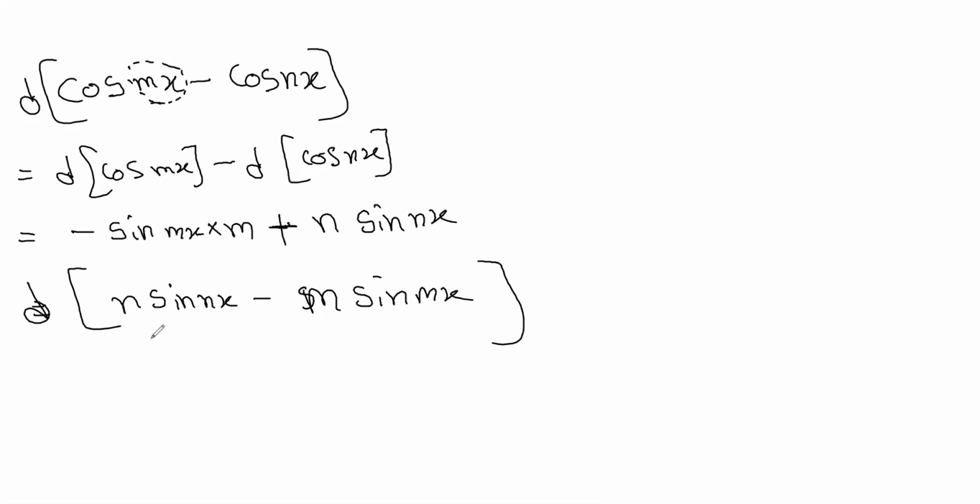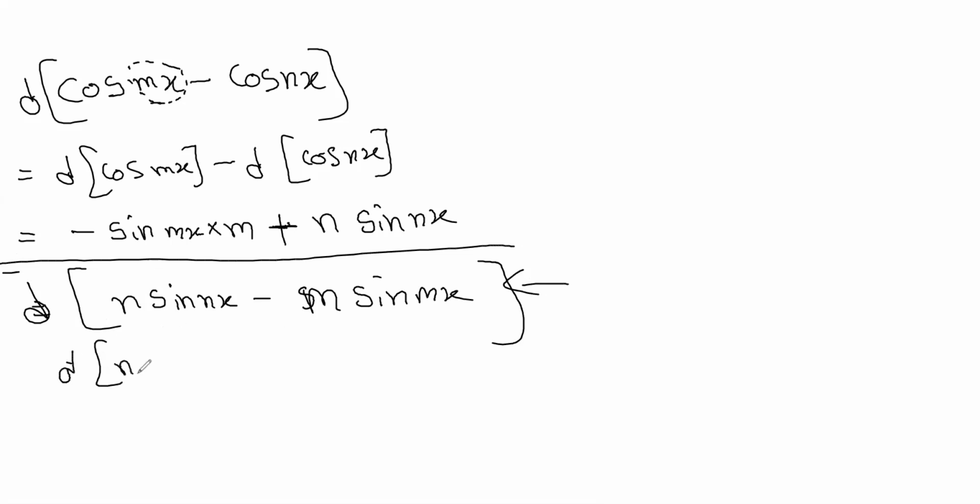So I don't know how to write this. Is it the same, n into cos x? Yes, that's it. Now instead of the total, this is the function you got, and now you're differentiating this one. So differentiation of n sine nx minus differentiation of m sine mx. n is common, take it out. Differentiation of sine nx will be cos nx.